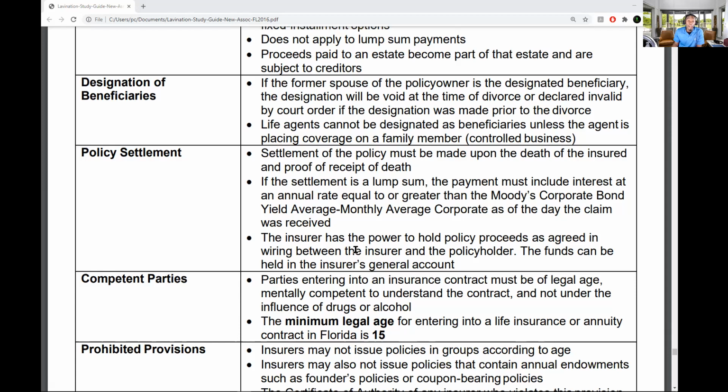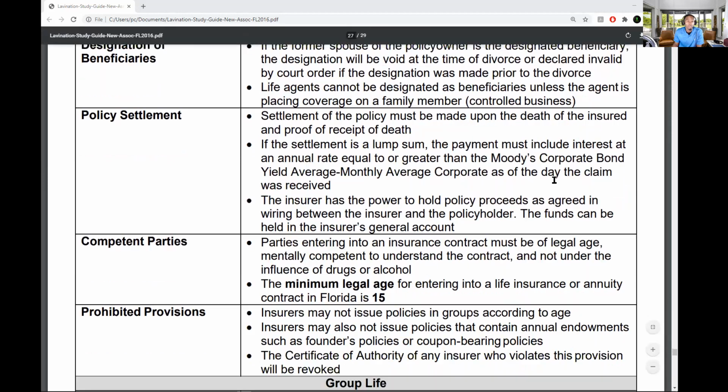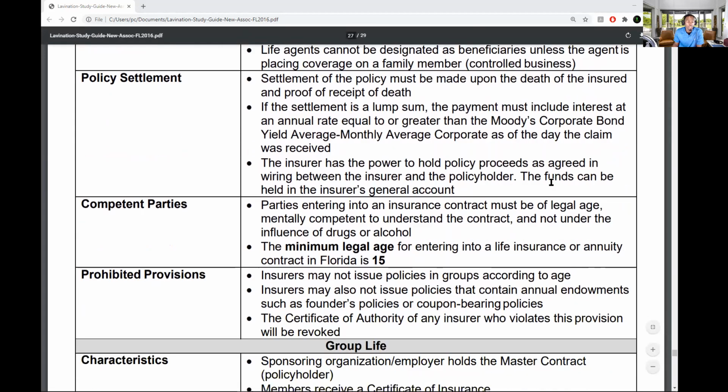The insurer has the power to hold policy proceeds as agreed in writing between the insurer and the policy owner. So if there is an agreement for the insurance company to hold the money, that can happen as well. The funds can be held in the insurer's general account, because the general account makes sure it's guaranteed to be there.